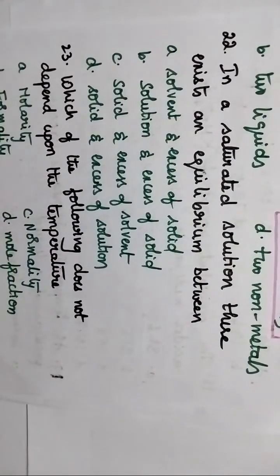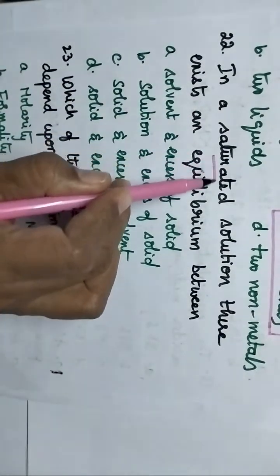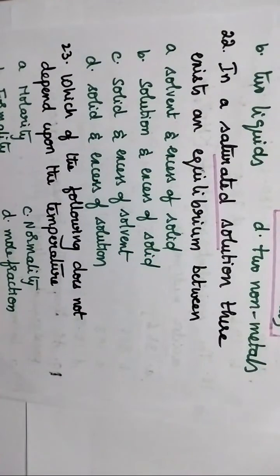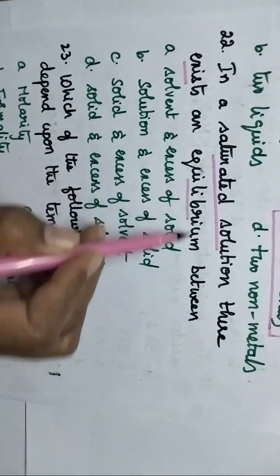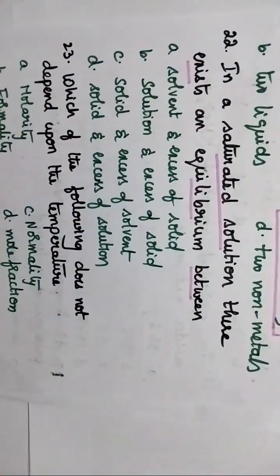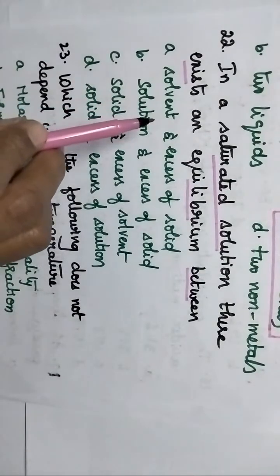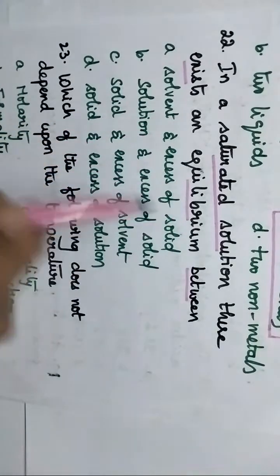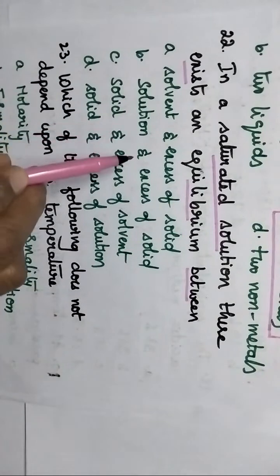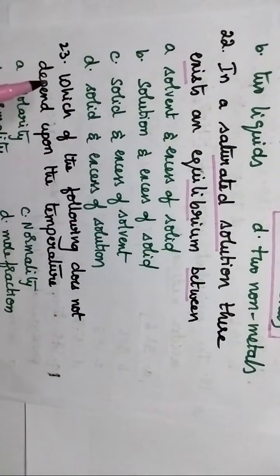It is very interesting. In a saturated solution, there exists an equilibrium between what? For your convenience, I will read the options. Option A, an equilibrium exists between solvent and excess of solid. Option B, solution and excess of solid. Option C, solid and excess of solvent. Option D, solid and excess of solution.